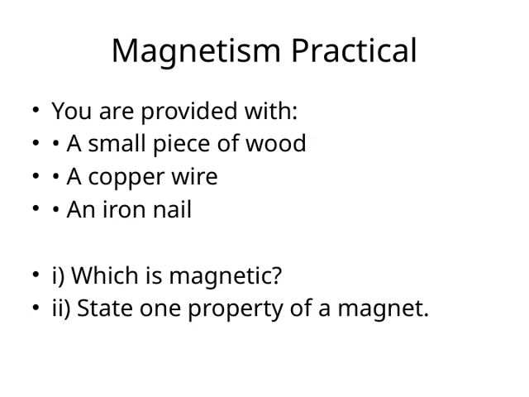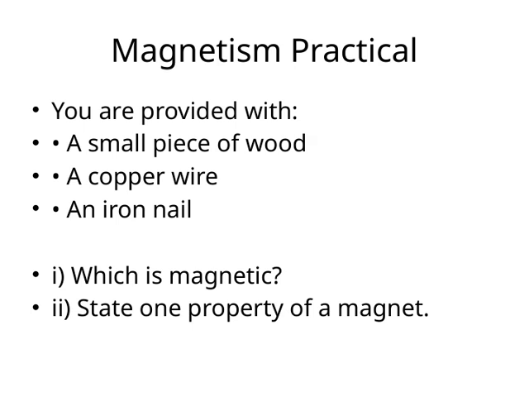The second question asks us to state one property of a magnet. One key property is that a magnet can attract certain materials, like iron, nickel, or cobalt, without actually touching them. This is because of a magnetic field surrounding the magnet.